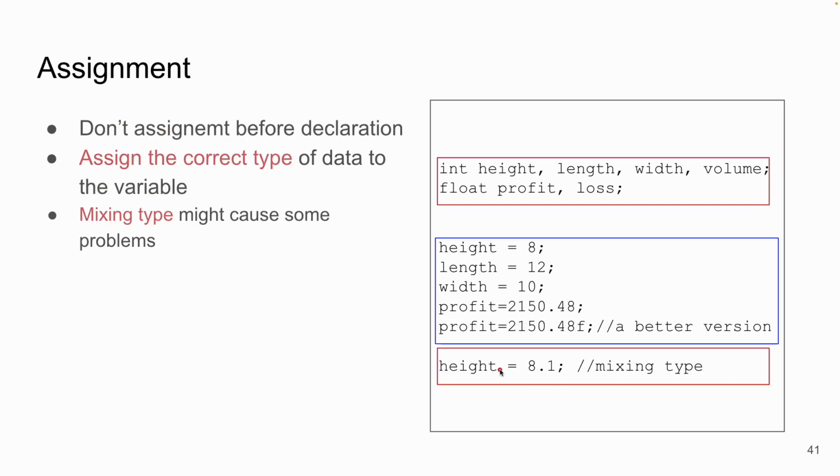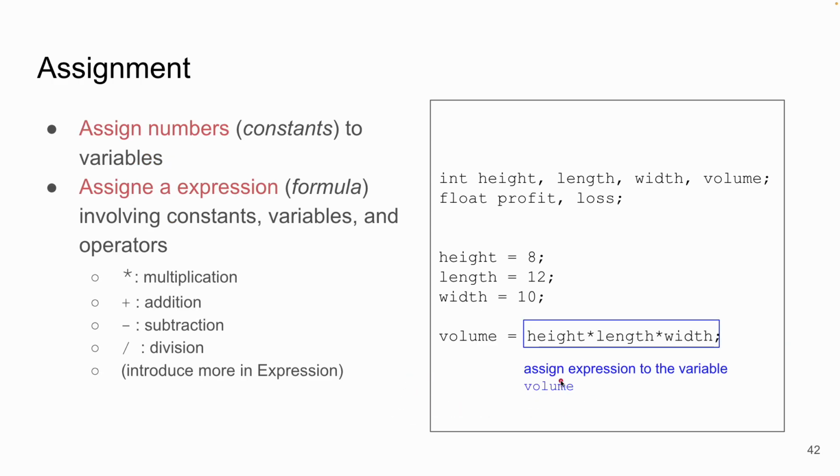So the first problem you can easily think about is that if we assign 8.1 to height, and you try to print out the value in height, you can see that the value stored inside the height variable is 8 instead of 8.1. So that means that you will miss information if you do this wrong assignment. So we can assign numbers like constant, integer, floating point to variable like this.